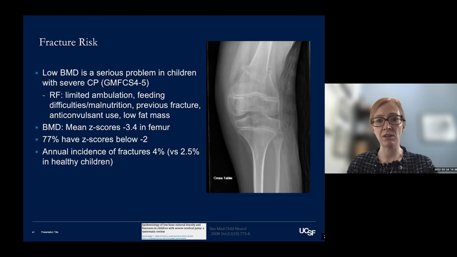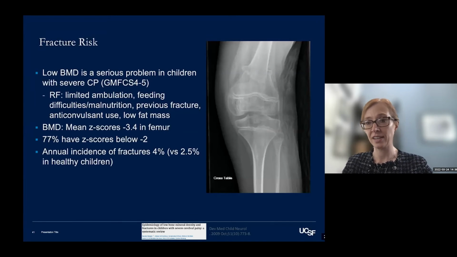So the average bone mineral density Z-scores in the femur are minus 3.4 in kids with severe cerebral palsy. And 77% of them have Z-scores lower than minus 2. So this leads to an elevated risk of fractures, about 4% versus 2.5% in healthy children. And healthy children are often getting their fractures by falling off the monkey bars, but a child with cerebral palsy may just have a fracture from a seizure. Or just from transferring from their wheelchair to a bed. This is a child I take care of who had a femur fracture just from being moved from his wheelchair.